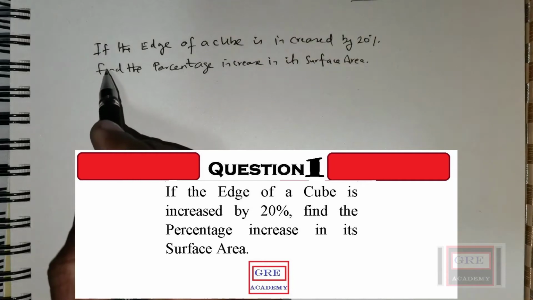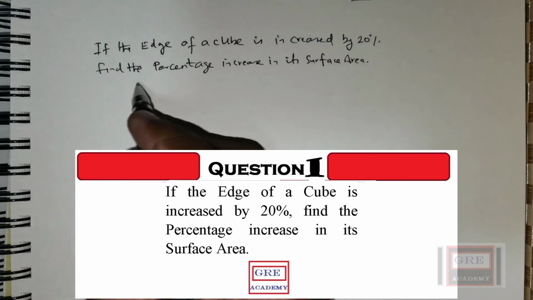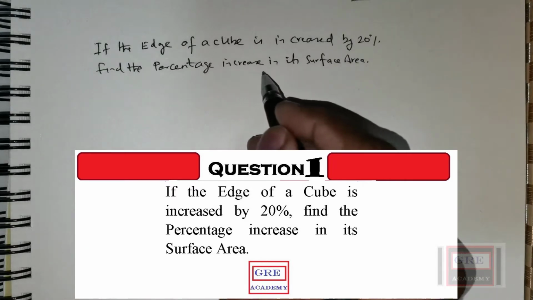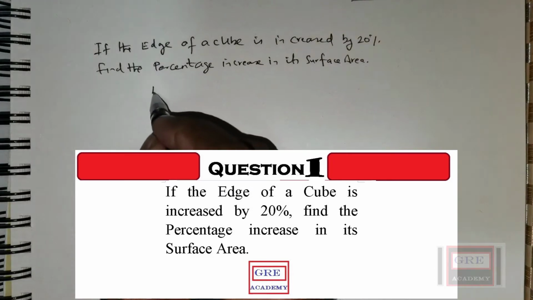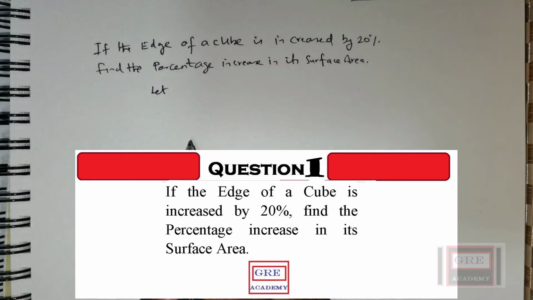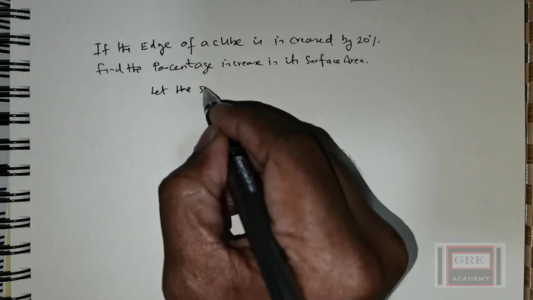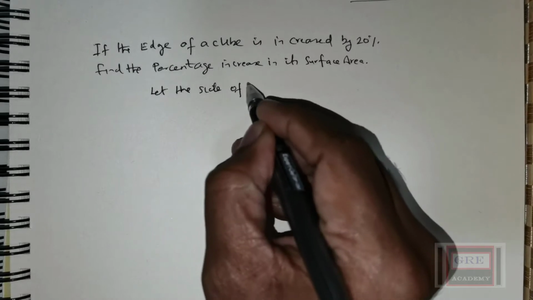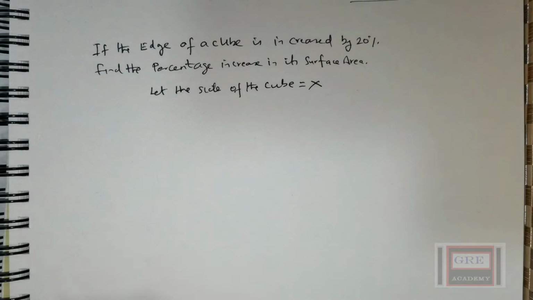Students, we are given this question. If the edge of a cube is increased by 20%, find the percentage increase in its surface area. So foremost, we will start by assuming the side of the cube to be x. So let us do that. Let the side of the cube be equal to x.